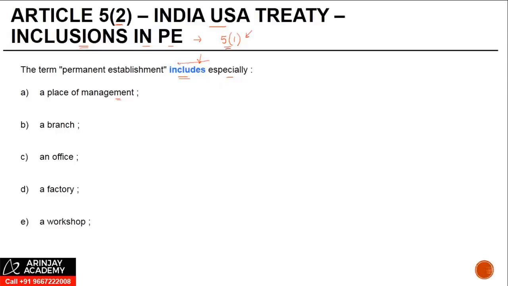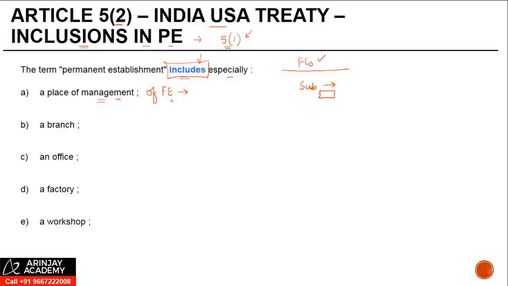Since this is an inclusive definition, what this means is these are just examples. Anything else which satisfies the definition of paragraph 1 can also be considered as a PE. A place of management. Now, when you say a place of management, we're talking about the place of management of the foreign enterprise. So if there is a foreign company and it has a subsidiary in India, if the subsidiary is managing its own business out of its Indian office, then it cannot be said that the place of management is of the foreign company. What we are looking at is the place of management of the foreign company.